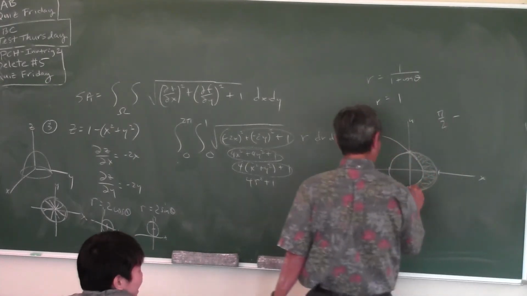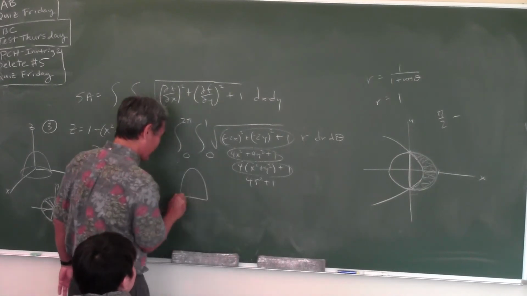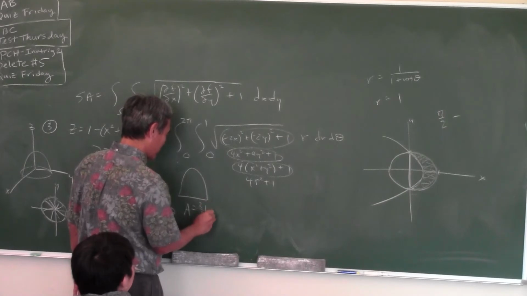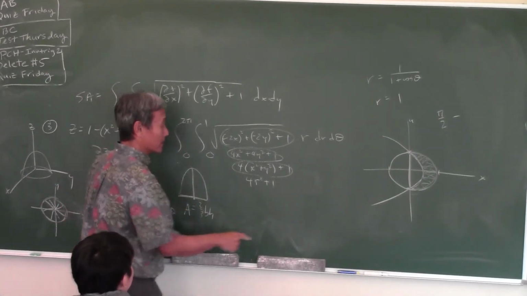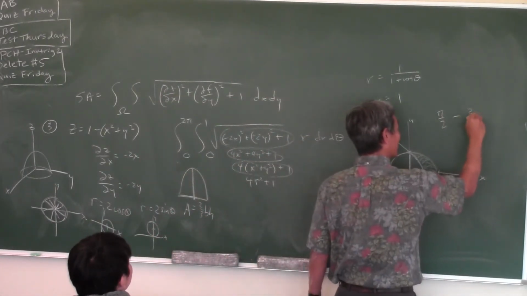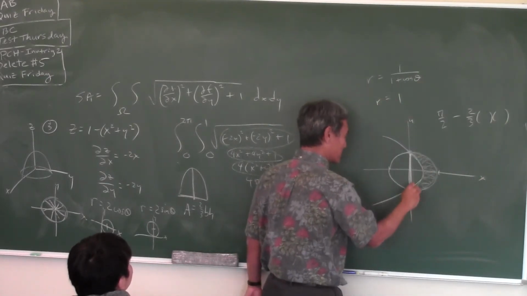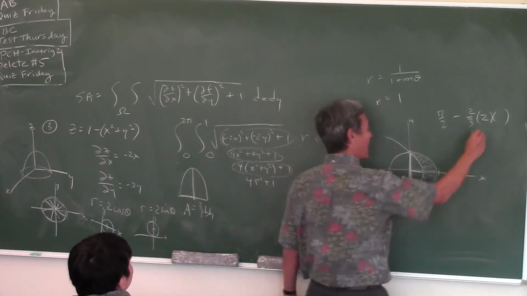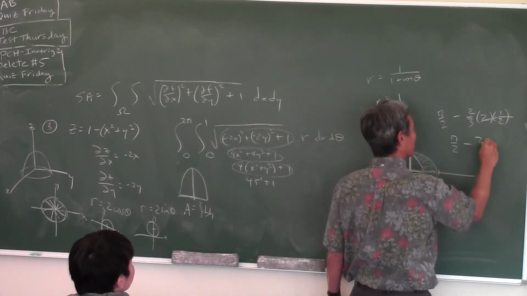Minus a parabolic arch. Now remember in calculus we were taught that Archimedes proved that if you have a parabolic arch, then the area is 2/3 base times height. This is a parabolic arch because this is the equation of a parabola. So minus 2/3 base times height. Well, what's the base? What's this distance right there? 2. What's the height? 1. No, it's a half. So the final answer is simply pi over 2 minus 2/3.